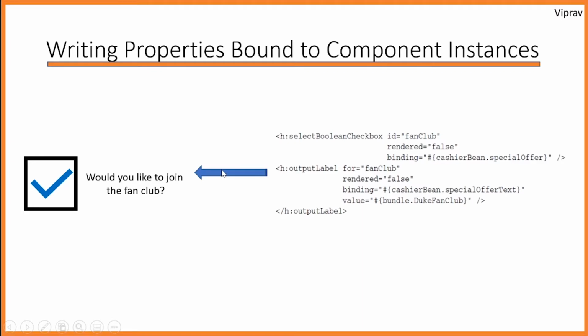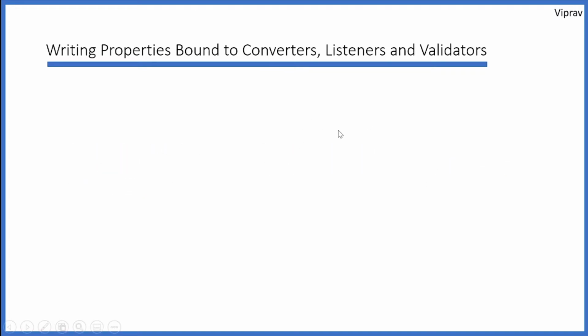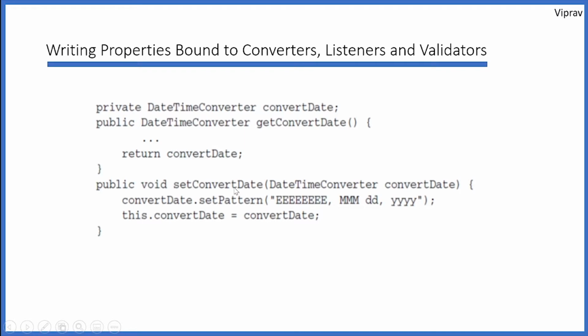Then there's writing properties bound to converters, listeners, and validators. Managed beans are useful for dynamically validating. Over here you can see that it validates dynamically because it uses EL, and it's saying use the convertDate property from the login bean managed bean. The usefulness of this, if we go to our managed bean, you can see that it says setConvertDate, and it uses a set pattern, and then you use that set pattern later on in your facelet.